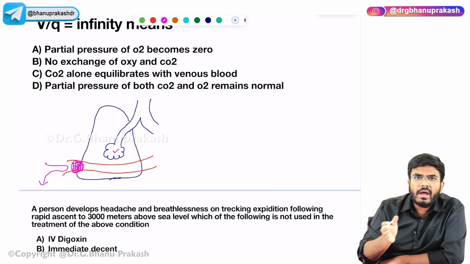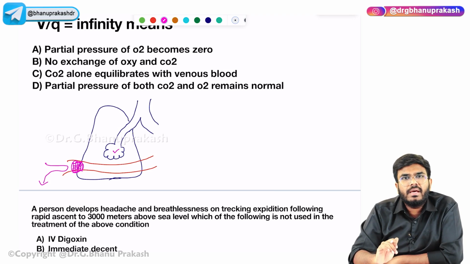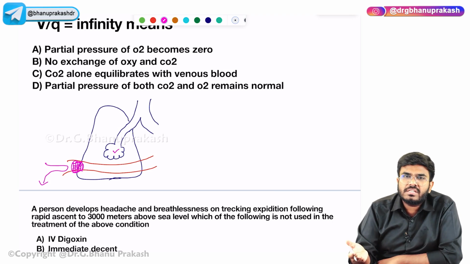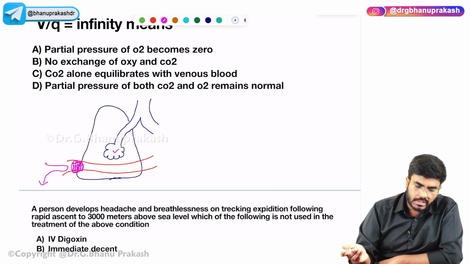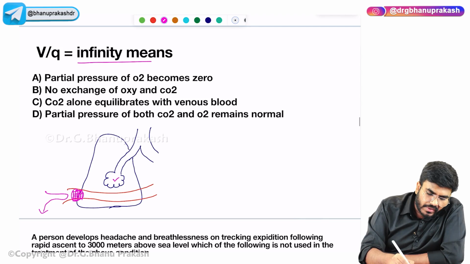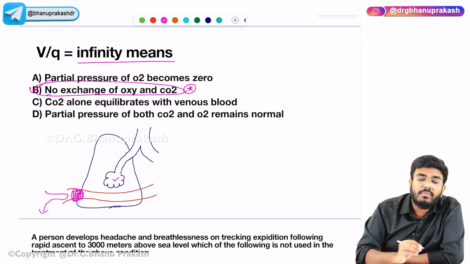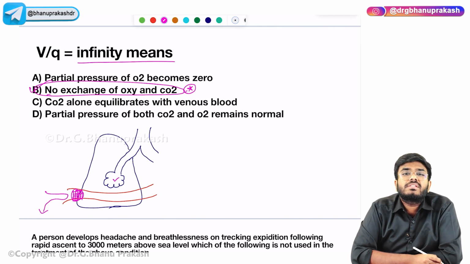The hemoglobin has to come to that area. The blood has to come to that area for the purpose of gas exchange. Now when the blood is not coming there, no gas exchange. More blood will come means more exchange. Less blood will come means less exchange. No blood will come means no exchange. So V by Q infinity means no exchange of oxygen and carbon dioxide. Just remember. Okay, there is no exchange of gases.